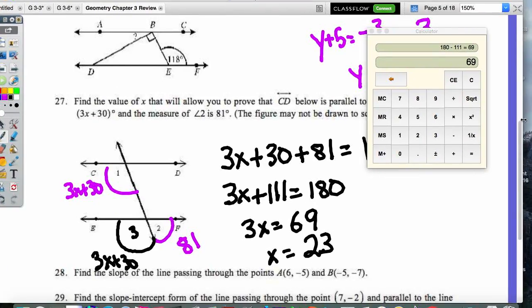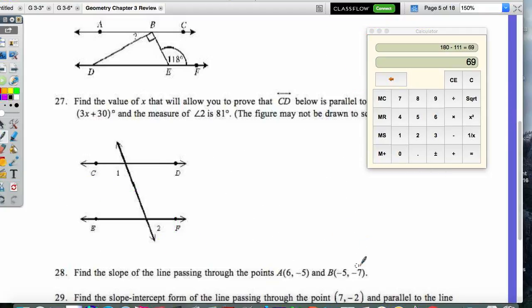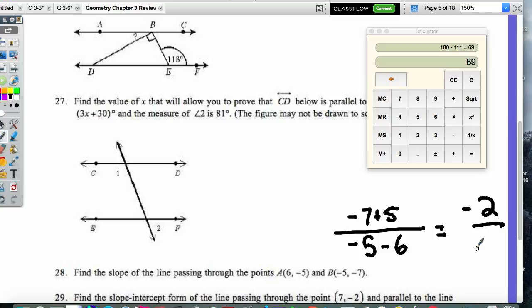For number 28, find the slope of the line passing through these points. So I'm going to do it the order you learned. Y2 minus y1, and that would be negative 7 minus negative 5, which is plus 5. Negative 7 plus 5 is negative 2. Negative 5 minus 6 is negative 11. Positive divided by a negative, or two negatives, make a positive. So the answer is 2/11.